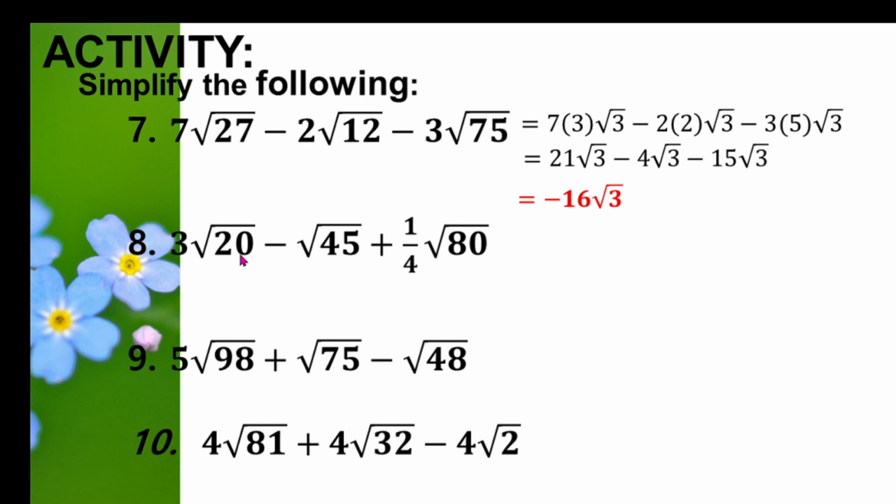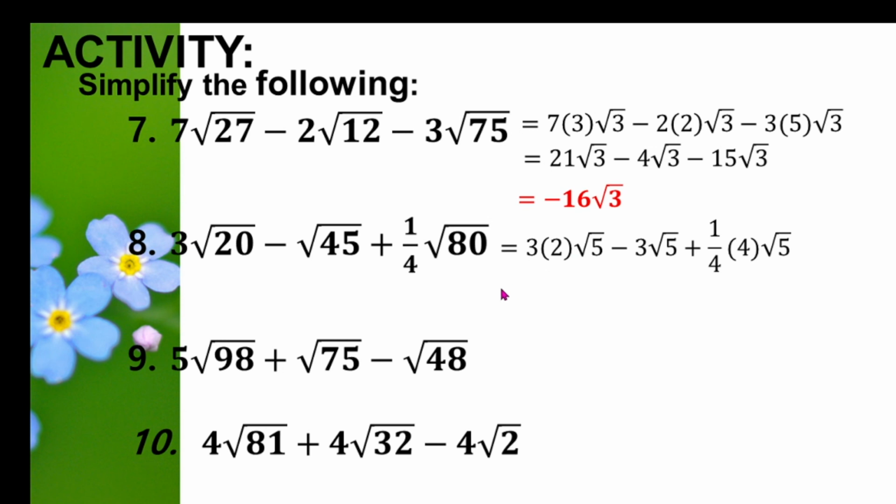Next, we have 3 square root of 20 minus the square root of 45 plus 1/4 square root of 80. So again, we are going to simplify the radical expression. So therefore, we have 3 square root of 20. This would become 3 times 2 square root of 5, minus square root of 45, so that is minus 3 square root of 5, plus 1/4 square root of 80, so therefore we have 1/4 times 4 square root of 5. So multiplying the coefficients and copy the common.